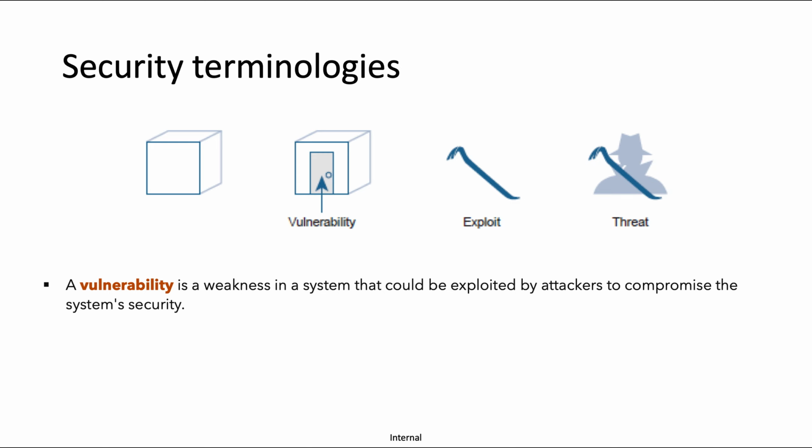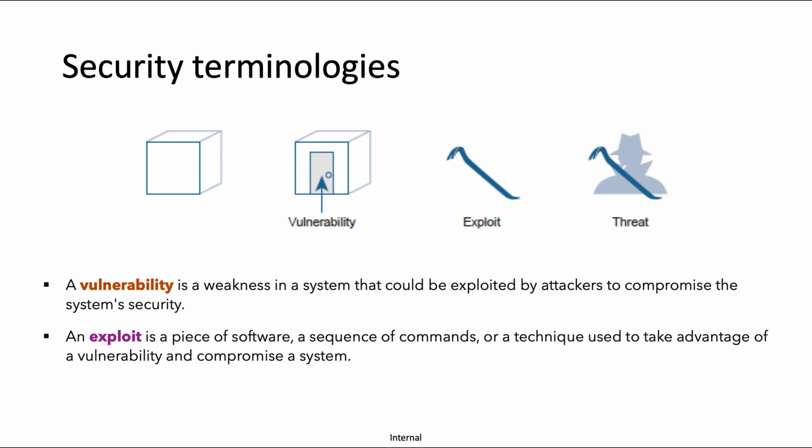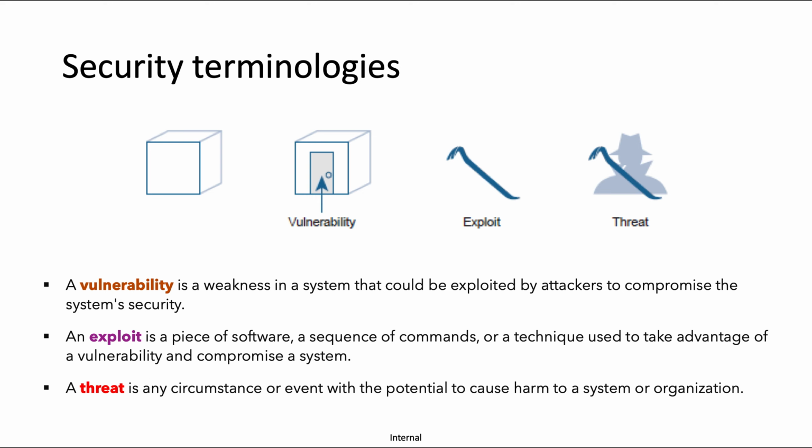Whereas an exploit in cybersecurity is a piece of software, a sequence of commands, or a technique used to take advantage of the vulnerability and compromise your system. So, as I said, an exploit is a piece of software or some commands or some technique used to take advantage of the vulnerability and compromise a system. In cybersecurity, a threat is any circumstance or event with the potential to cause harm to a system or your organization.